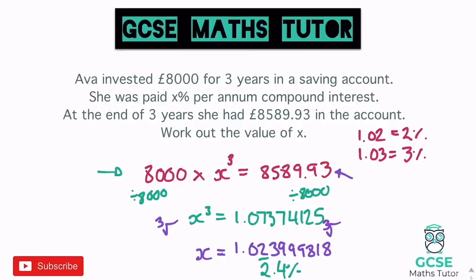Okay, so we're just getting it to the nearest single decimal of a percentage there, 2.4%. So I'd give my final answer there, and I'd say it was 2.4%. There we go.